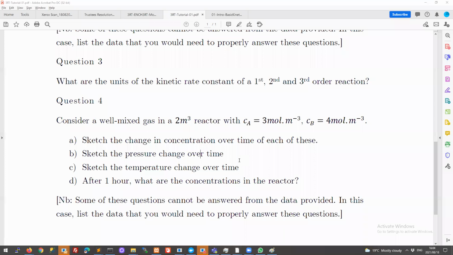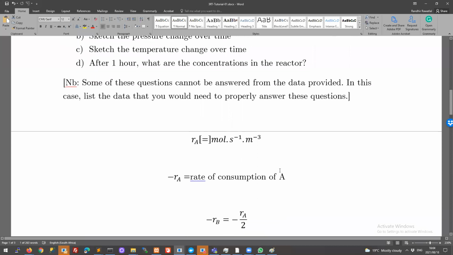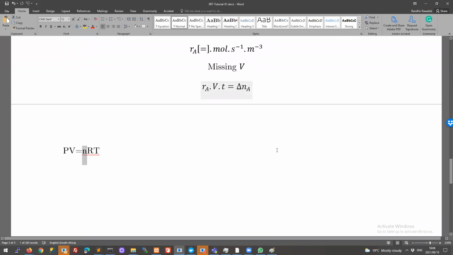And this last one, can you answer that? Sketch the temperature over time. And you see the answer to that last one is really, it depends. So you can't really work out the temperature unless you know the relative energies. And here you can think about your thermodynamics knowledge. Let's just write this thing out.